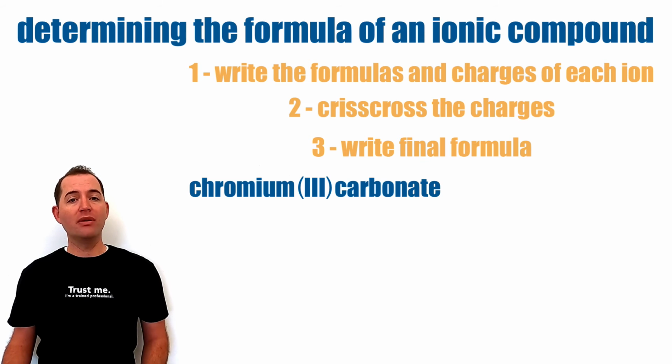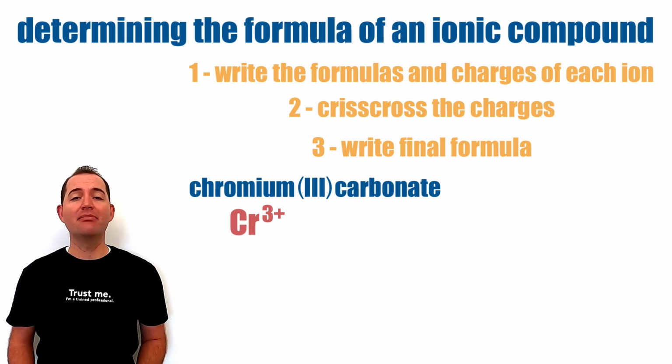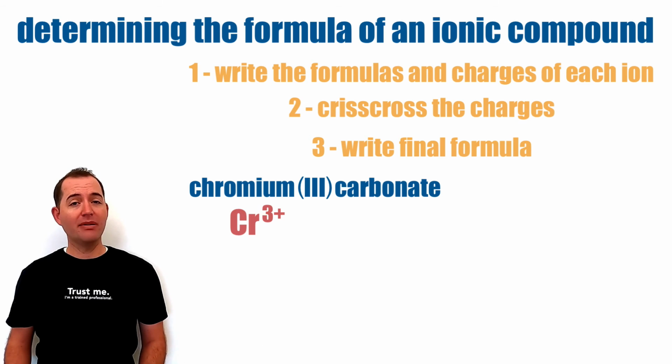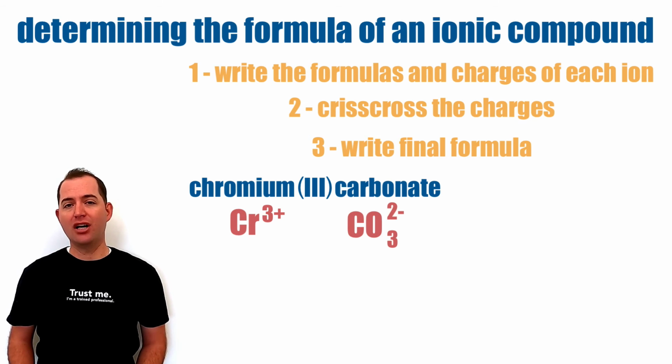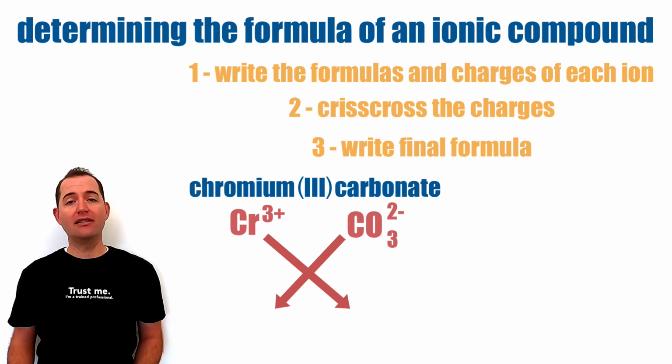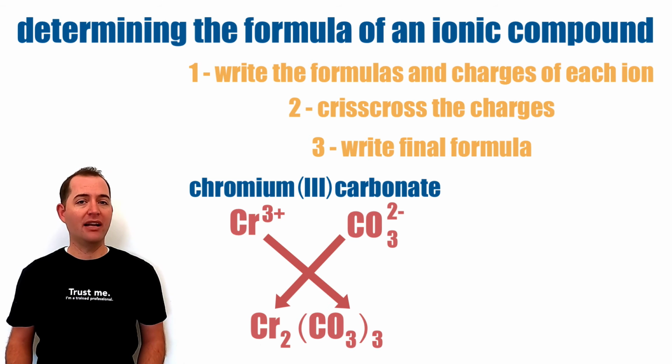The name chromium (III) carbonate shows us that chromium in this case has a +3 charge. This is represented by the Roman numerals included in the name. Carbonate has a -2 charge. When we crisscross these charges, we see that we need 2 chromium ions and 3 carbonate ions.